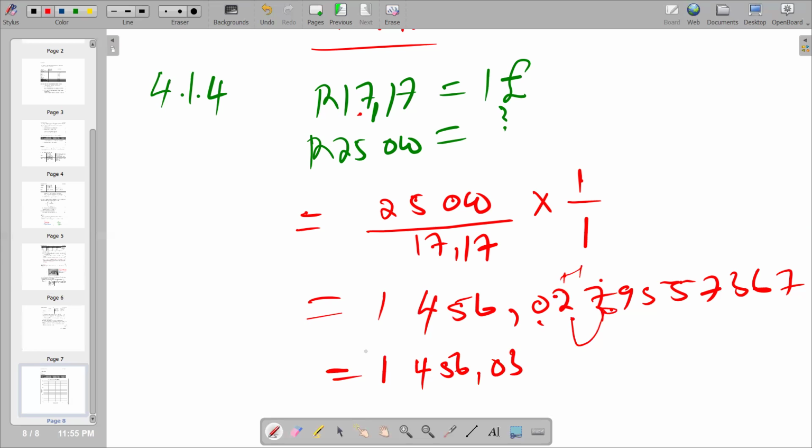And of course, this is an expression that we have in pounds. So you see, 1,456 pounds, 3 cents. So that is what we have as our final answer. And this becomes the last part of our question.